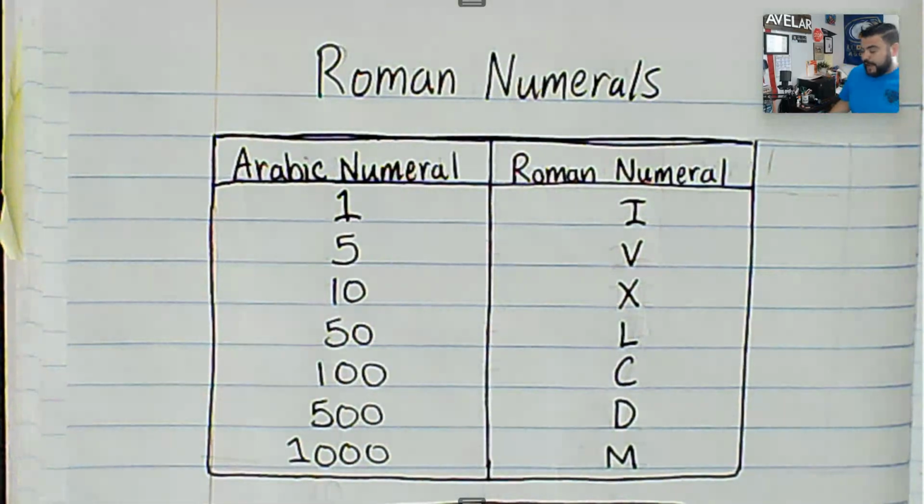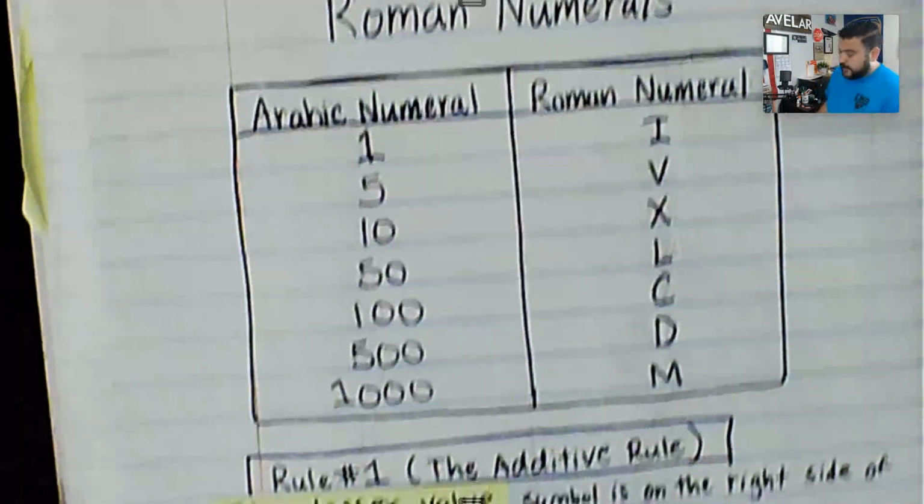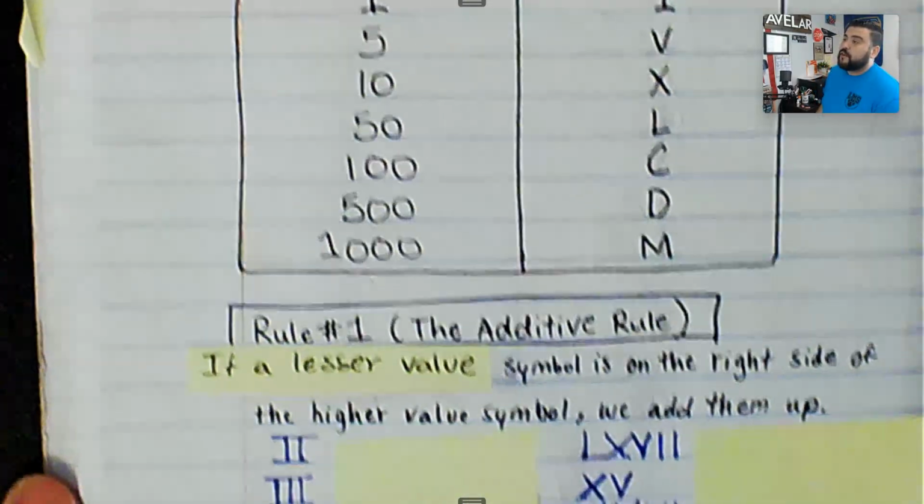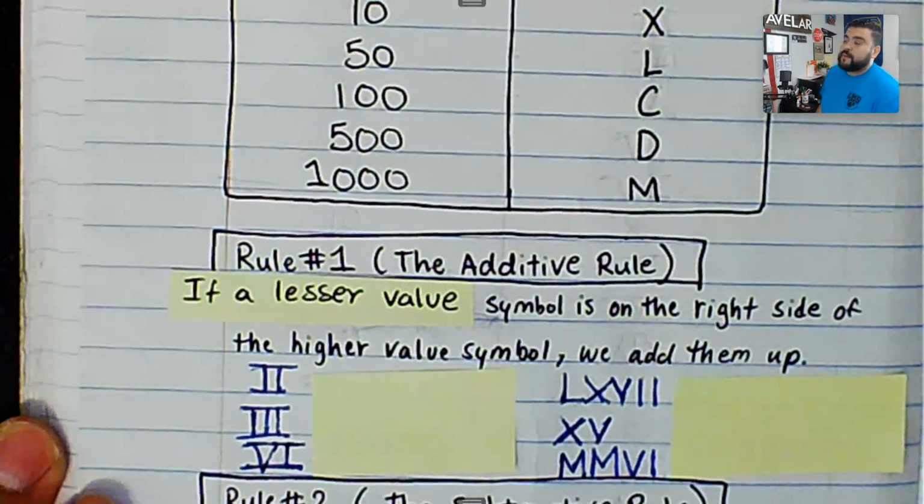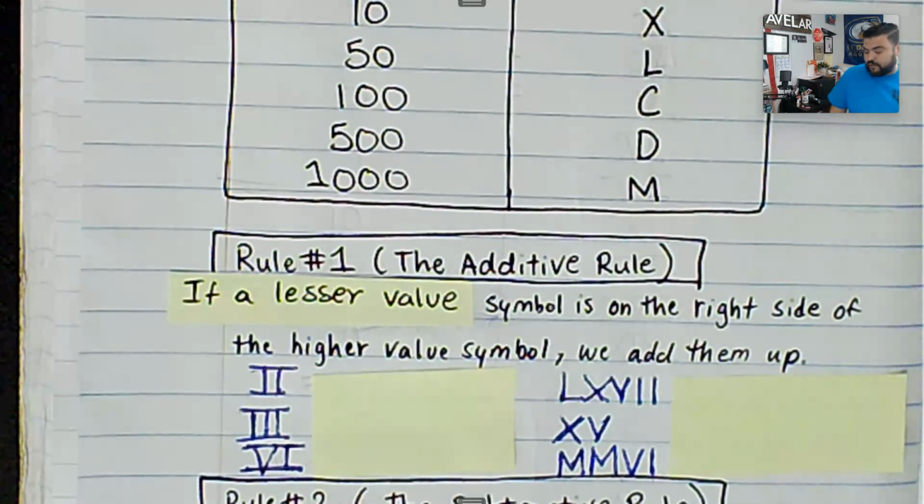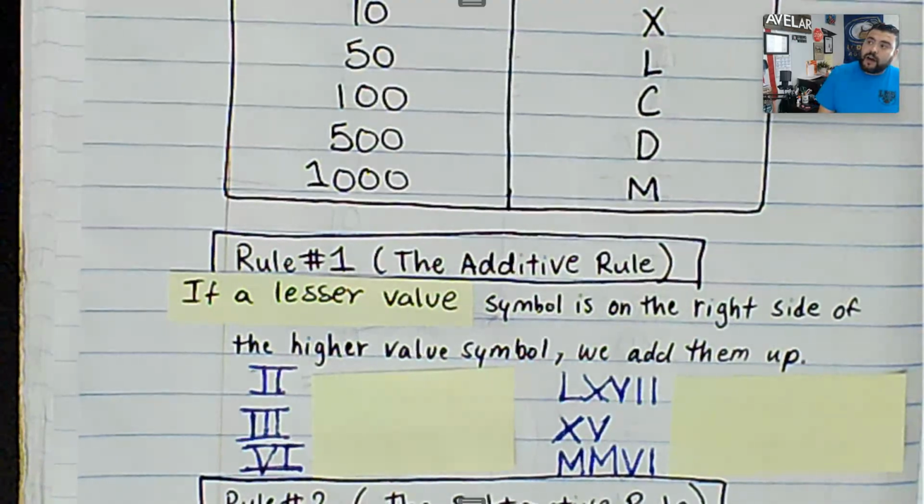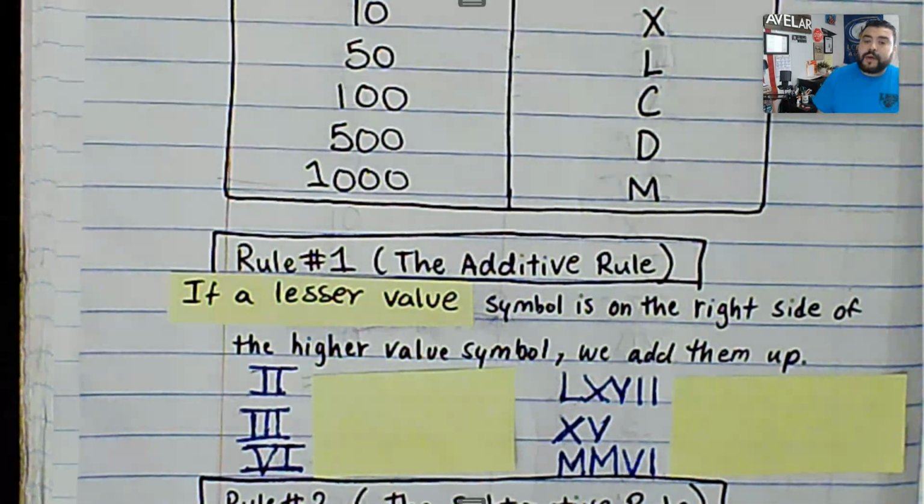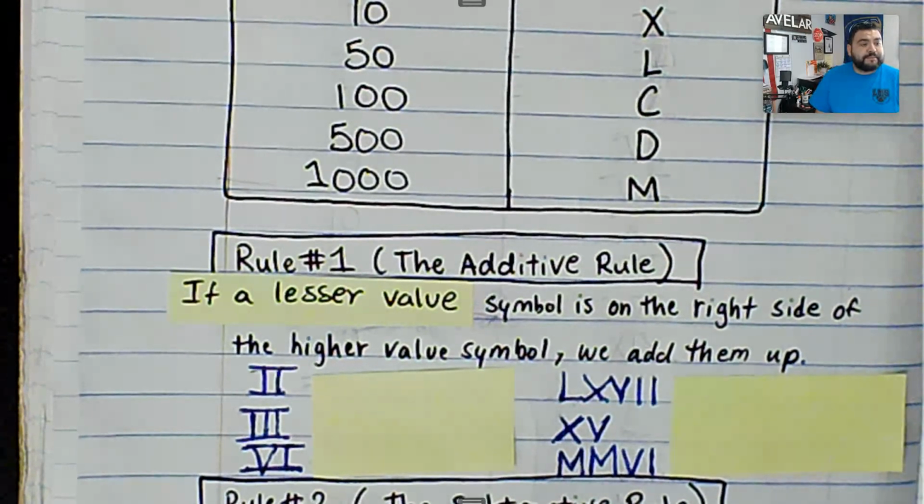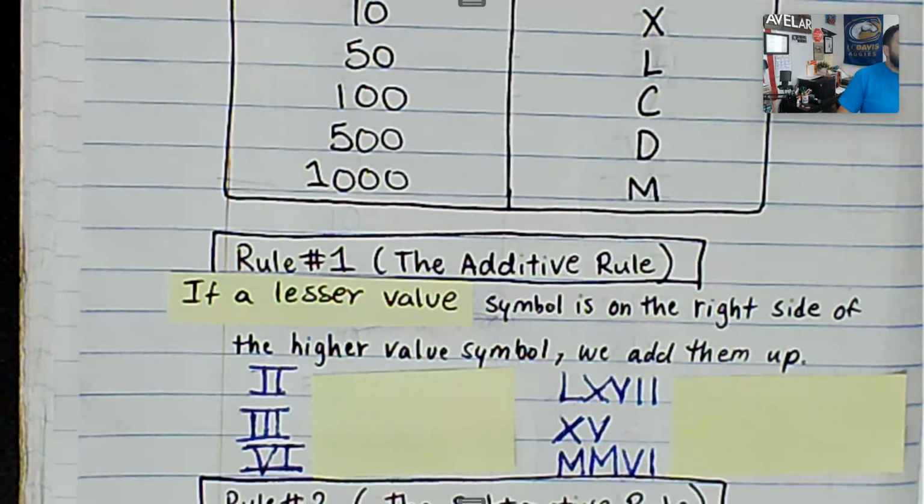Okay, so now that we have our table written down, there are 2 rules for Roman numerals. Rule number 1 is the additive rule. If a lesser value symbol is on the right side of the higher value symbol, we add them up. Also, if they're the same value, we add them. Jathan, please zip it. You need to write down the rule.